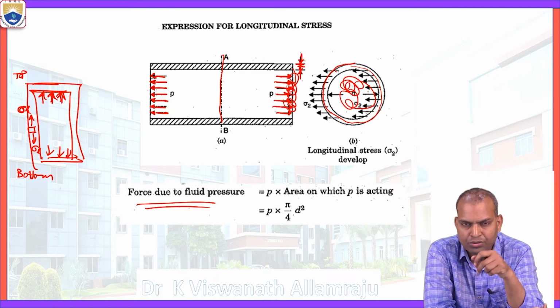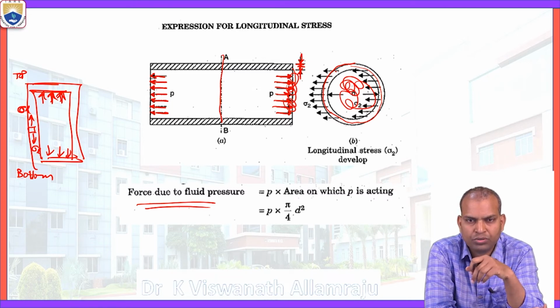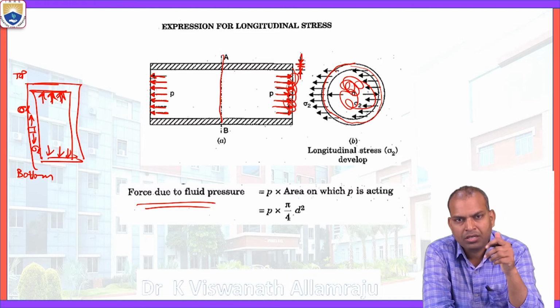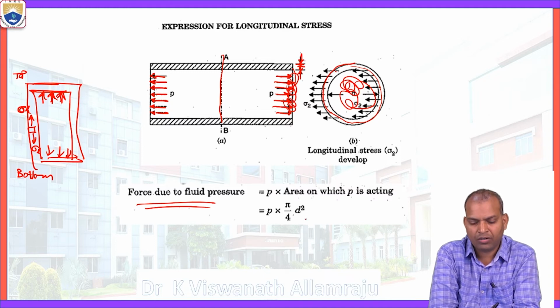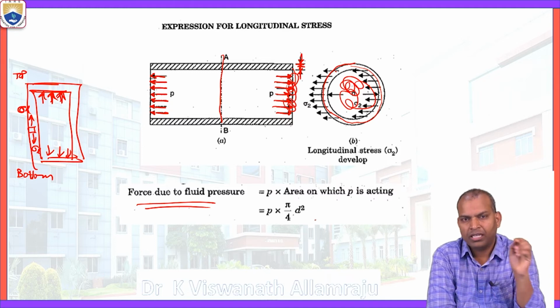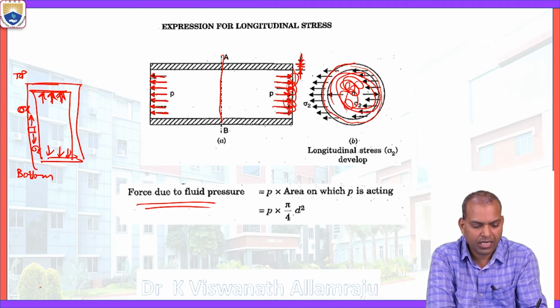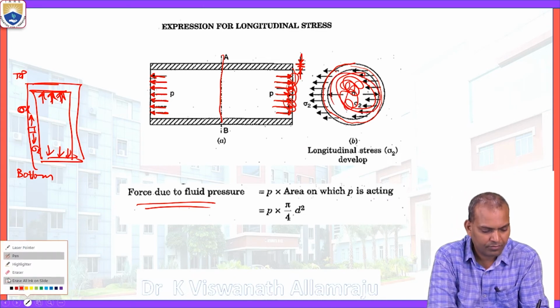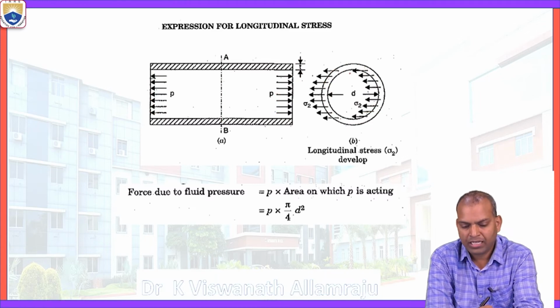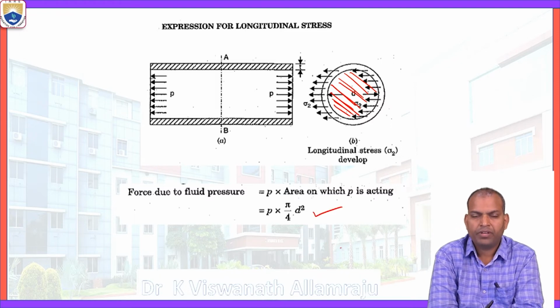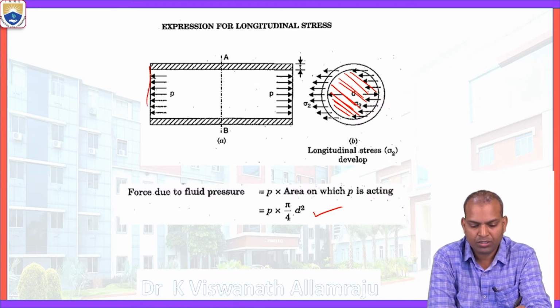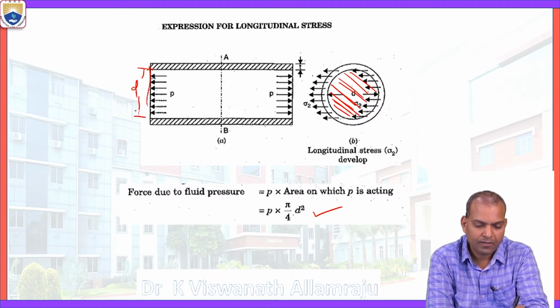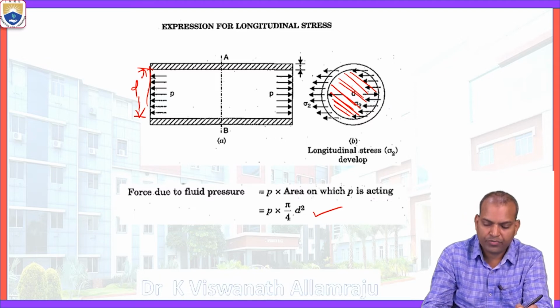If you equate the force due to the pressure to the force due to the longitudinal stress: the force due to internal fluid pressure equals internal pressure times the area on which P is acting. This is the area on which P is acting, that is P into pi d square by 4, where D is the diameter of the shell. That is P into pi d square by 4.